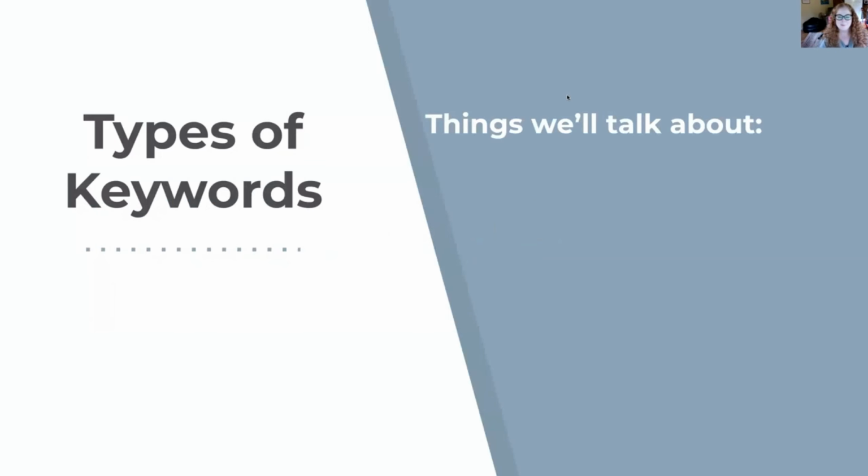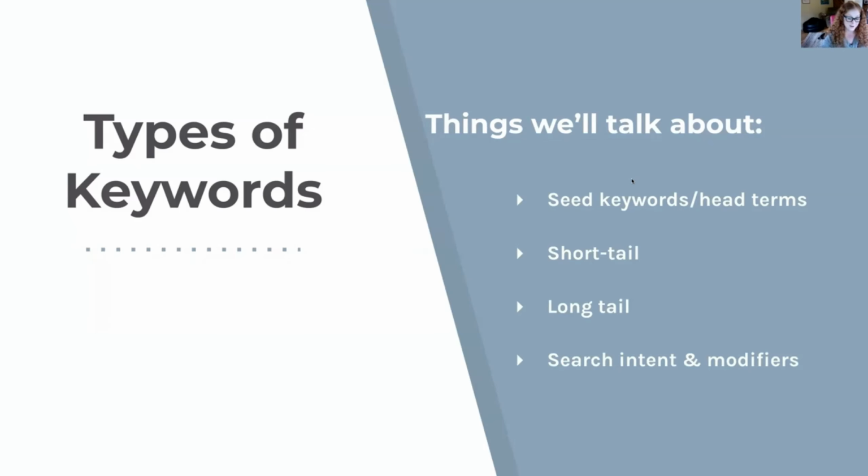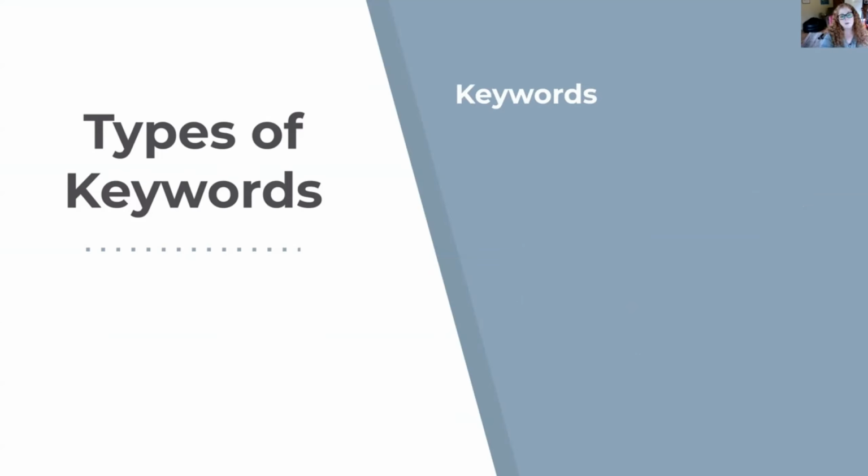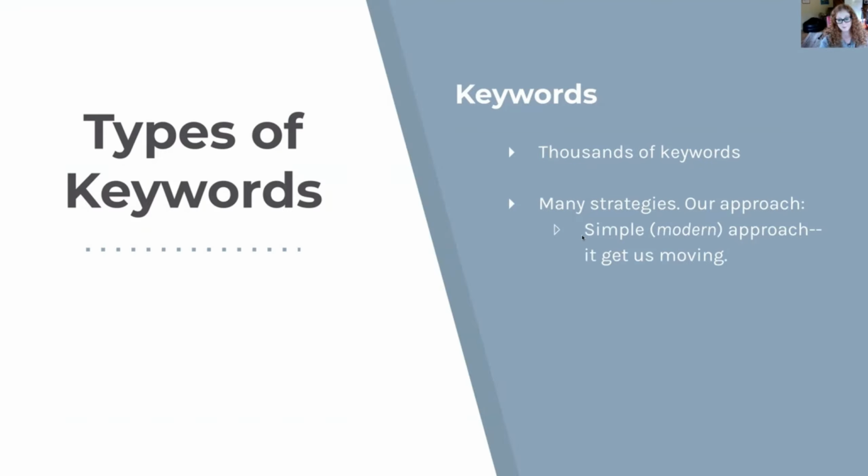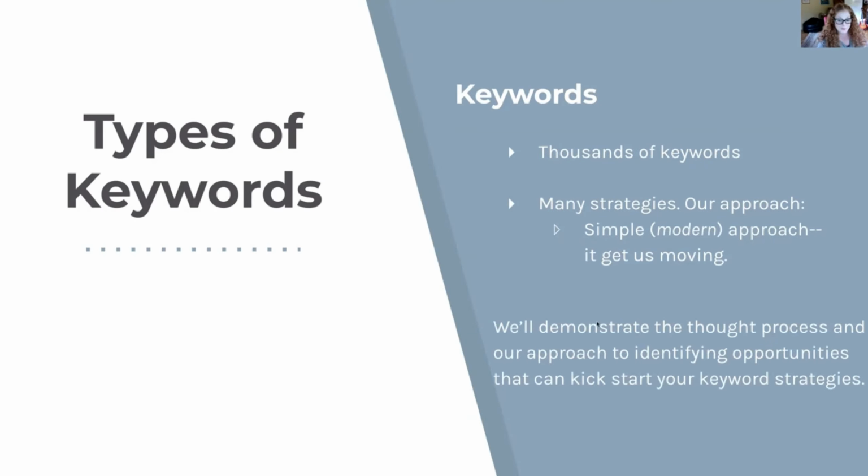We're going to dive into the anatomy of a keyword. As weird as that sounds, it's a little bit of science. We're going to talk about something called seed keywords and head terms, short tail and long tail, modifiers and search intent. Keywords, there are thousands of them and millions of searches done. We're going to teach you our strategy and approach for picking keywords. It's simple, it's modern, and it moves us quickly. We're going to demonstrate that process.